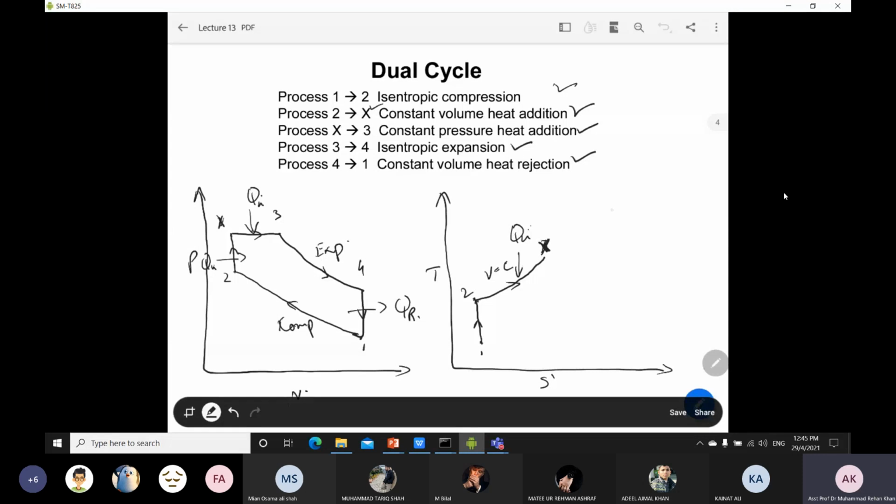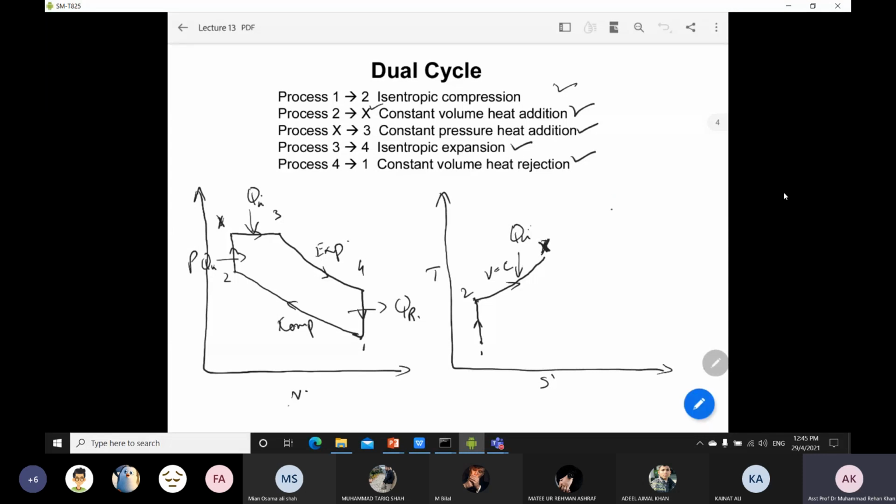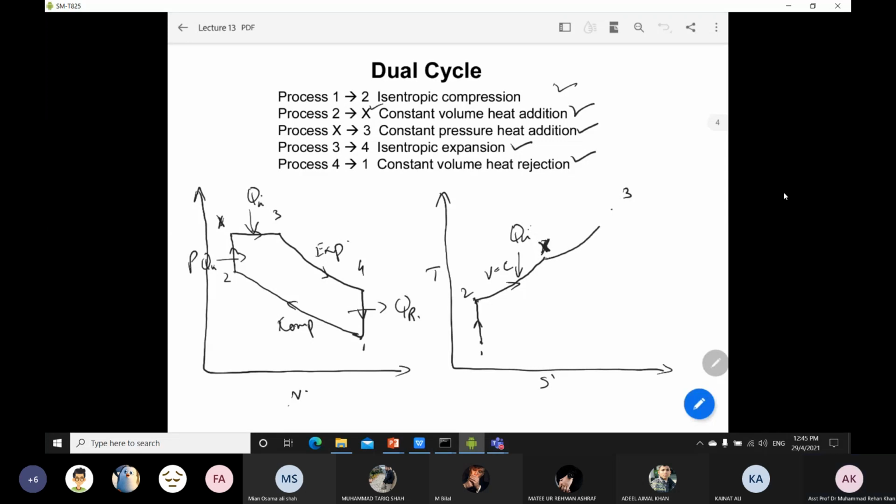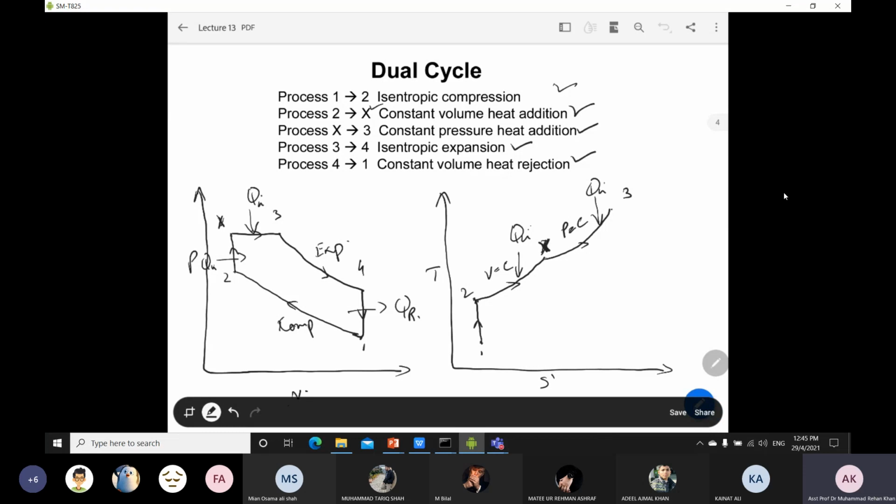So it means that I can say this point number 3 will be somewhere there. Okay, so you can just, and you can say it will be the constant pressure, and this is also Q added. Okay, so now from 3 to 4 it is an isentropic expansion process.